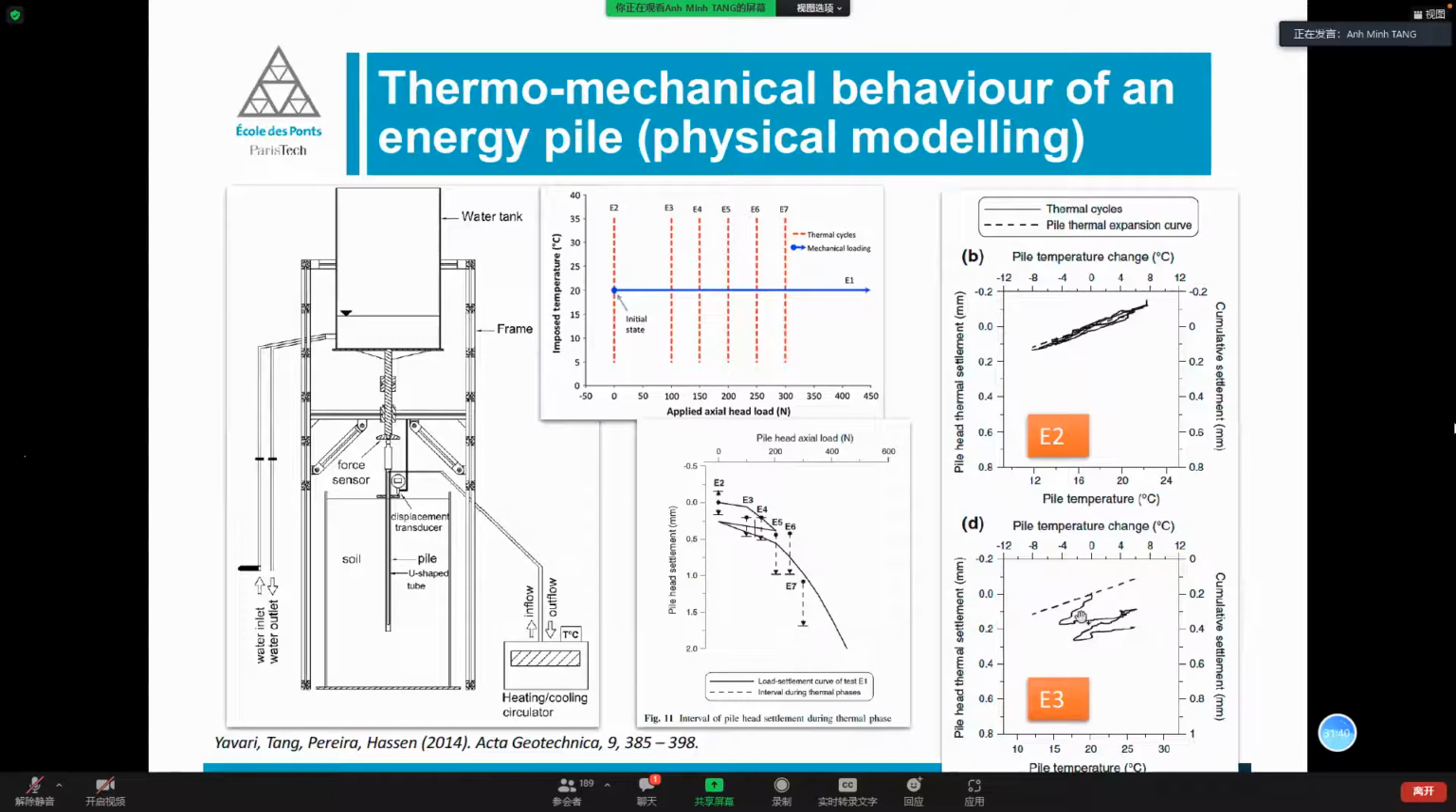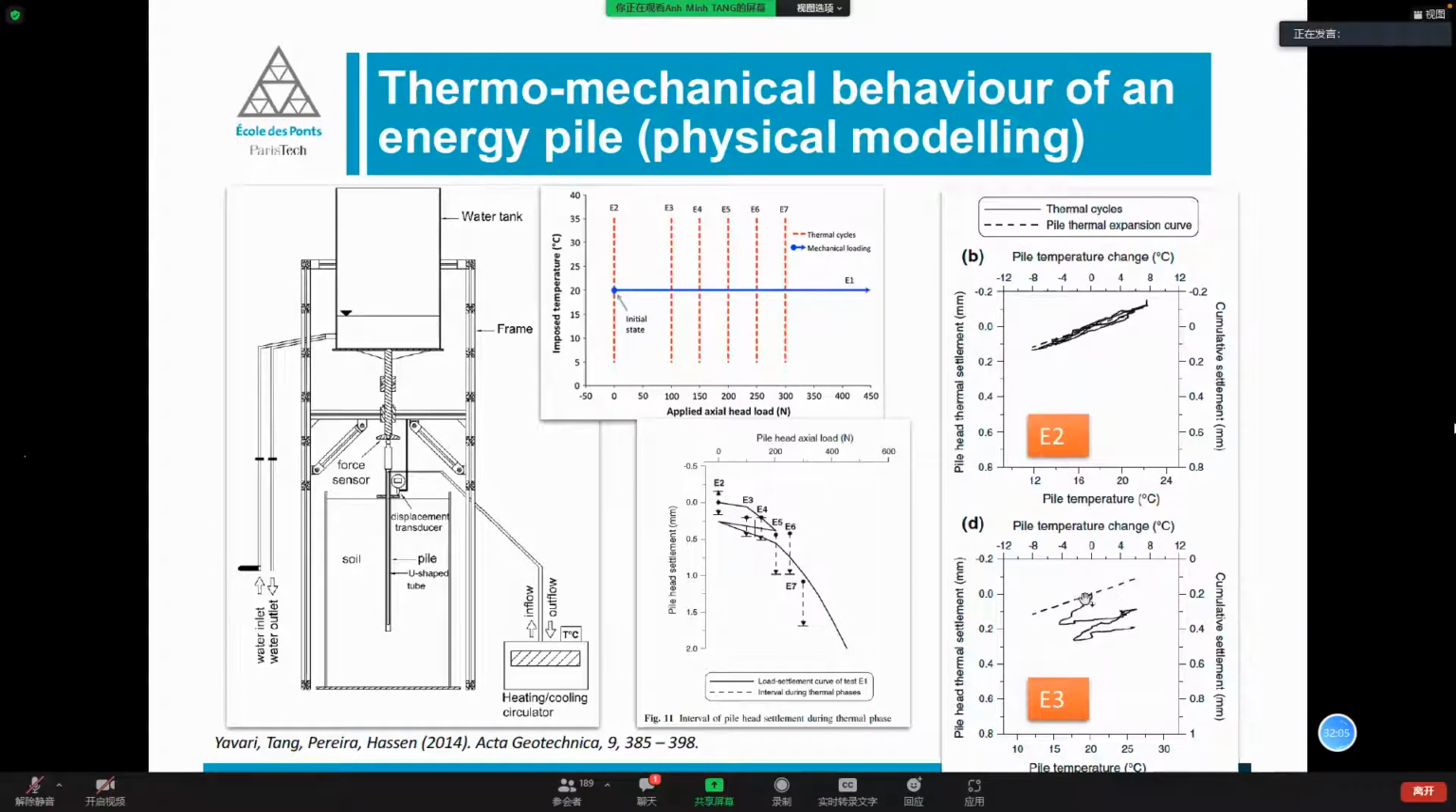And when you see that during cooling, of course, cooling induces a pile head settlement because you have a thermal contraction of the pile. But even during heating, the pile heaves a little bit, but much smaller than the theoretical pile thermal expansion curve here. Again, in cooling you have a settlement, and in heating you have a heave, but smaller.